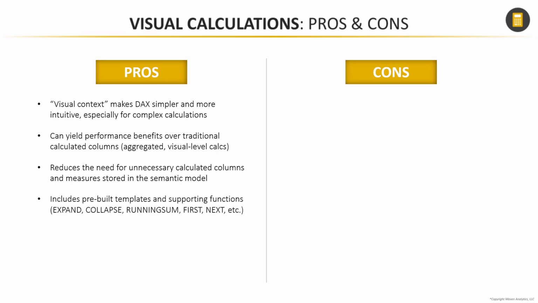One of the nice things about Visual Calcs is that they include all of those pre-built templates and the supporting function set as well. Functions like expand, collapse, running sum, first, next, etc. This makes it so much easier to use these functions compared to the underlying window functions that are actually driving the calculations. And one thing that I find super helpful is the visual calculation editor and how it shows the exact data structure behind a specific visual on the canvas. This is really helpful, especially for brand new Power BI users.